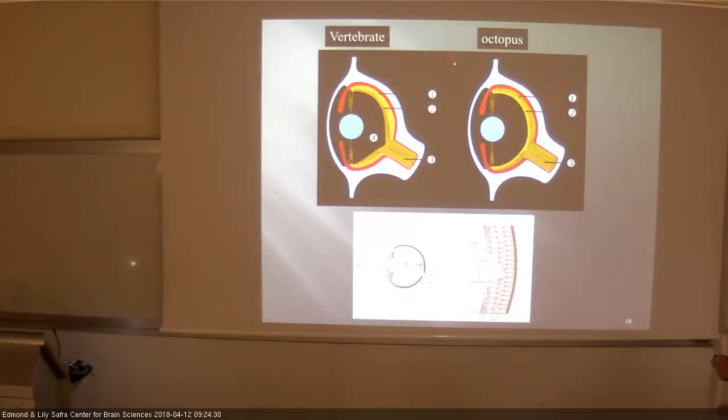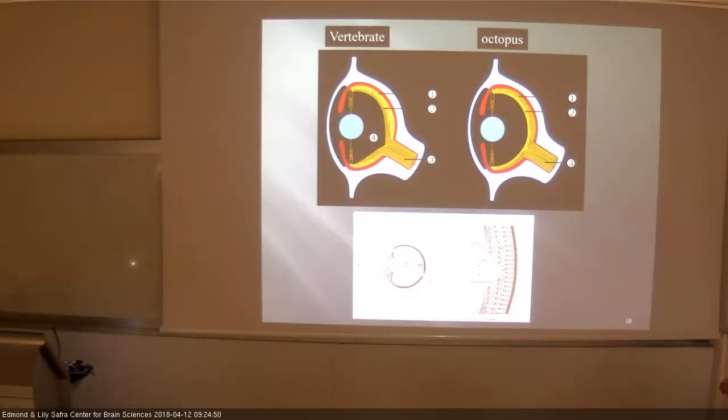In the octopus, which evolved in parallel, it's not the case. You see the photoreceptors here, which are these bumps here, are actually the outermost layer. So light reaches them without having to go through these other levels or layers of cells.